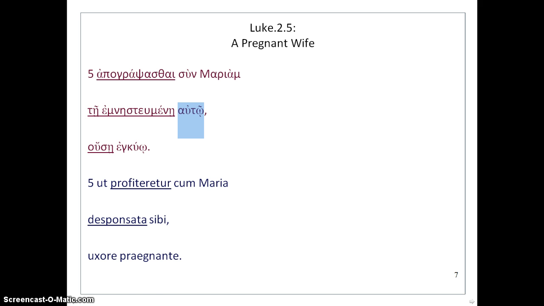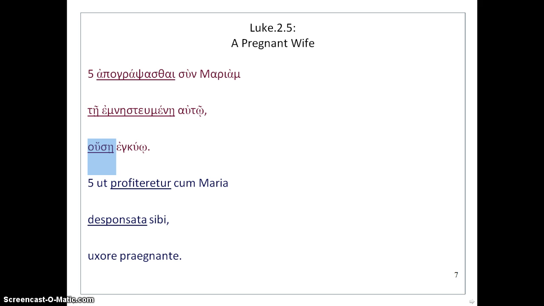Here it is masculine and singular and in the dative case, not because of the preposition sun, but because the dative case is a case of reference for a participle like this. The Greek text then adds a second participial phrase, use enknuoi, meaning being pregnant. The feminine singular participle use derives from the present verb eimi, meaning I am. This is the Greek verb to be.